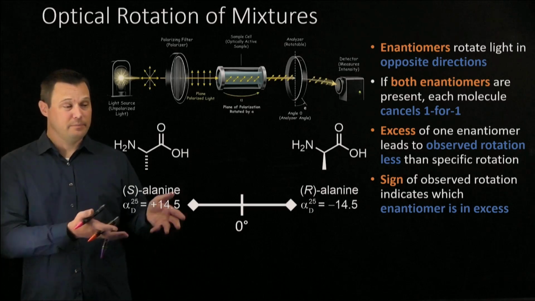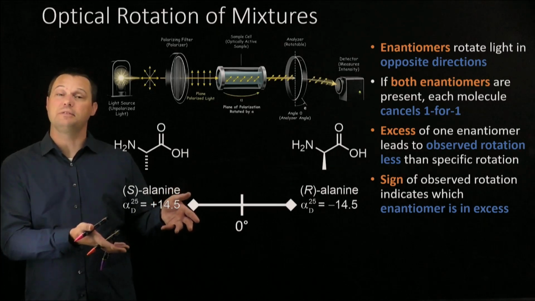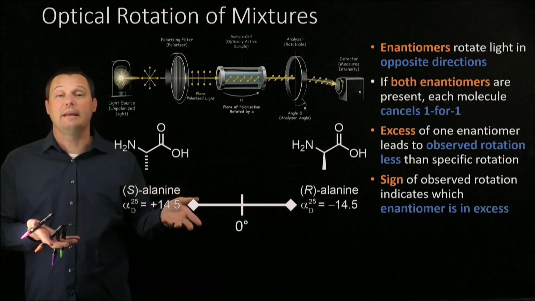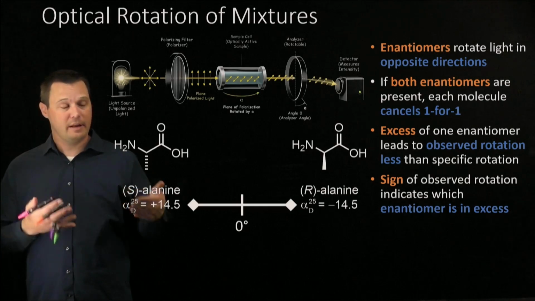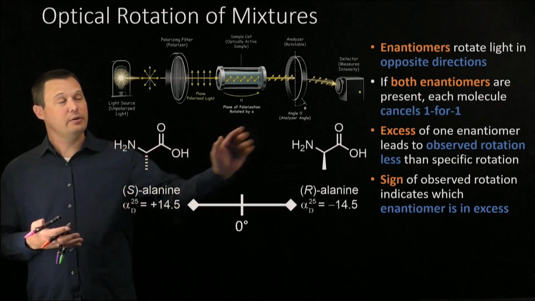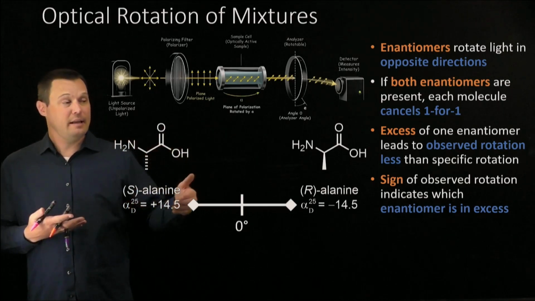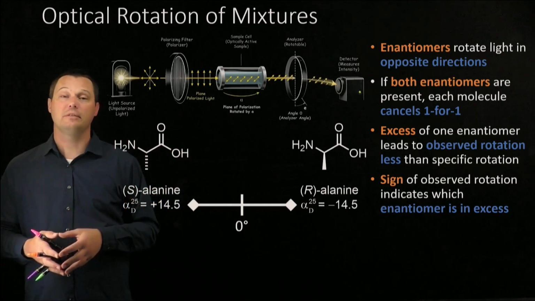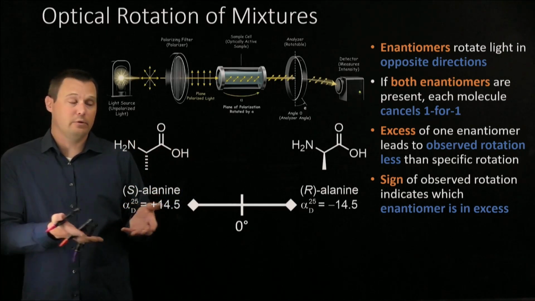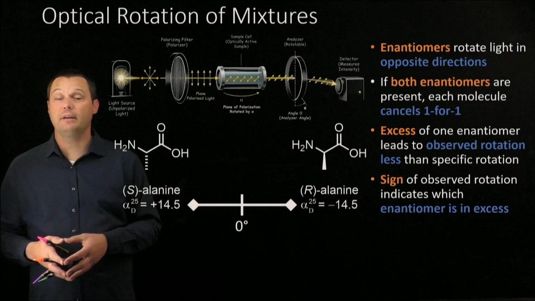The big question then is, what if the observed rotation is actually 0? It does not mean that alanine is achiral. We discussed in the previous video that achiral molecules do not directionally interact with plane polarized light, and achiral molecules have a specific rotation of 0. But alanine is clearly chiral, so an observed rotation of 0 does not make it achiral.